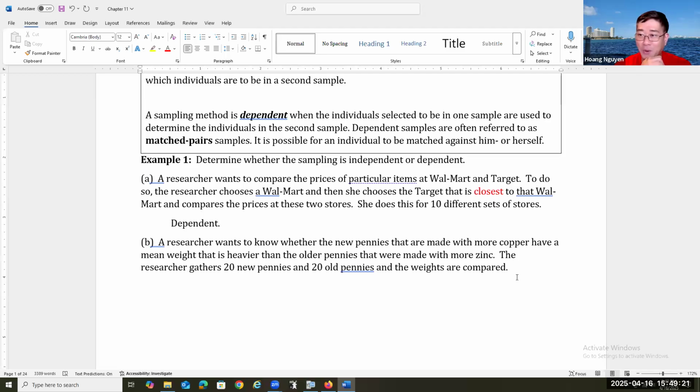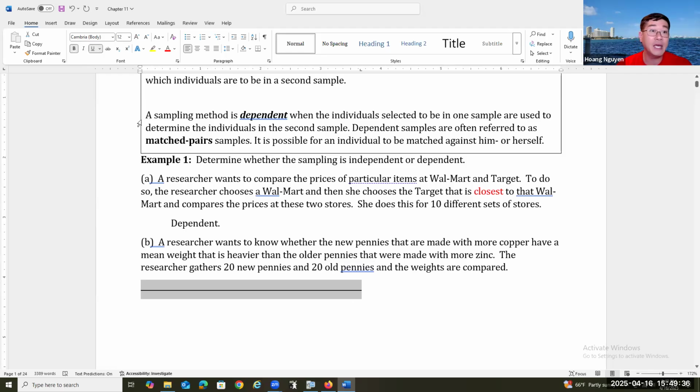No, right? So we have no clue which penny we're going to select after we select a new penny. It's not going to give you any indication which penny will be selected. So that's why we say that the two samples we have right here are independent. They're not dependent.